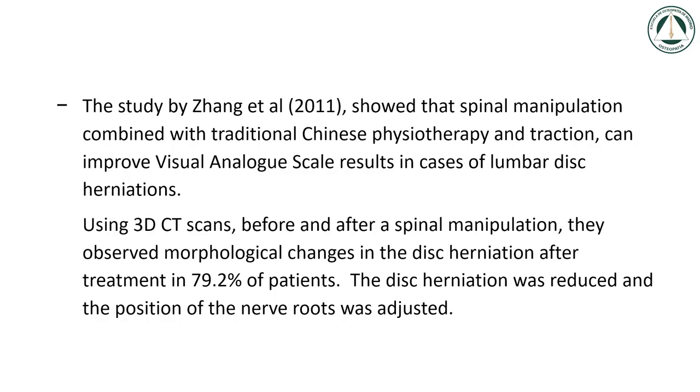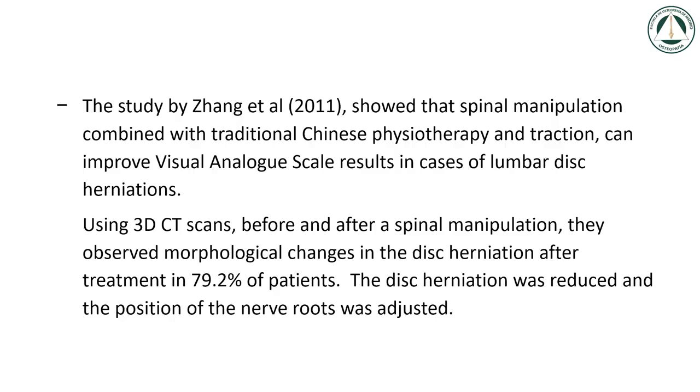The study by Zhang et al., 2011, showed that spinal manipulation combined with traditional Chinese physiotherapy and traction can improve visual analog scale results in cases of lumbar disc herniations. The objective of the study by Zhang et al. was to observe the morphological change of prominence through CT three-dimensional reconstruction, before and after manipulative treatment.